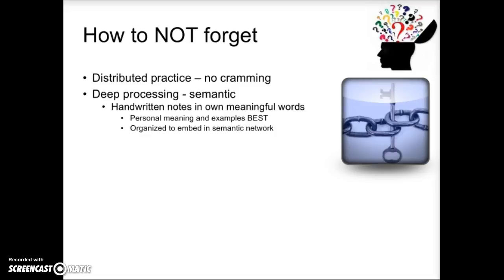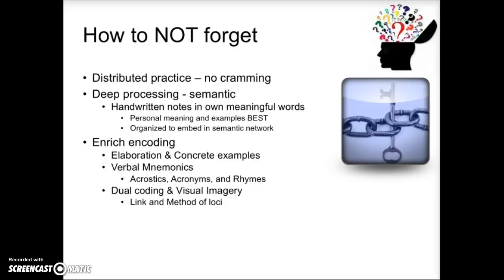When you handwrite your notes, it's a little bit more of an effortful process, which means that we typically decide what is really important to write down, and we get the core of the idea, and it's a meaningful idea, and we often write it in our own words. So you want to make sure you have personal meaning in your notes with examples, and that you organize those notes to help make sure the information is embedded meaningfully and accurately in the semantic network. That's going to aid in retrieval.